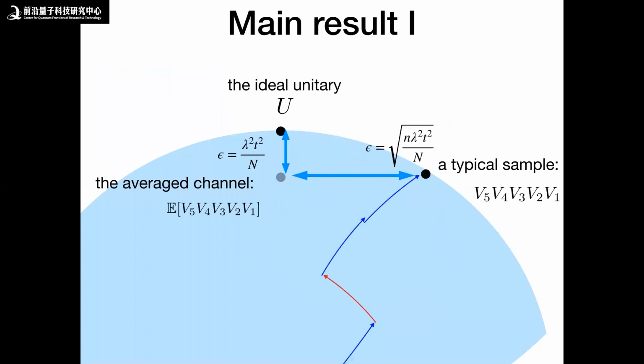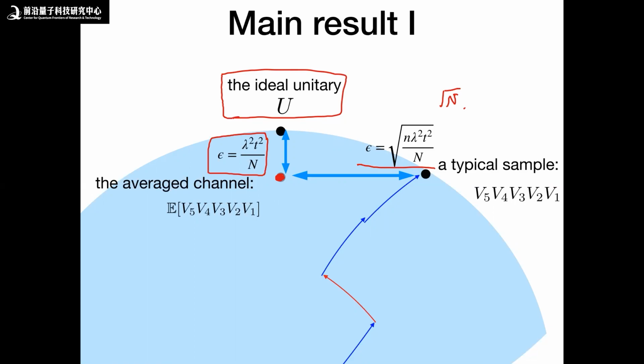So here's a picture that has all the parameters there. So we're interested in the ideal unitary. And here is where the average channel lies. So its error is about this. And in comparison, a typical sample has a slightly bigger deviation. It has roughly about this extra square root of n blow up. That's just coming from statistics.